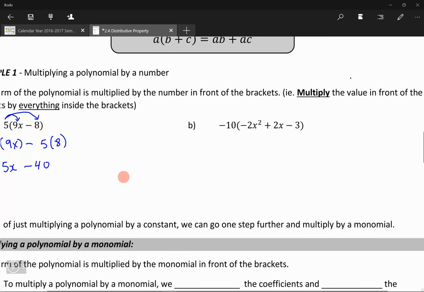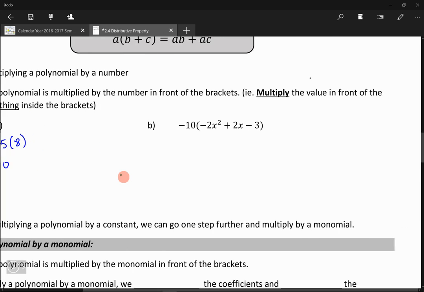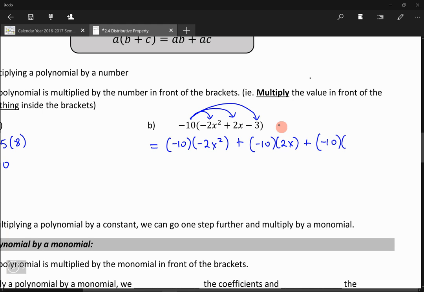Okay. Let's look at this one here. So let's take this number in front of the bracket. We multiply it with every term inside. That's why I'm drawing these connecting arrows. So when I do that first multiplication, now be careful. With these negative signs, it's a good idea to put everything in brackets. So I'm going to start off by saying negative 10 times negative 2x squared. Then we're going to add the next term, so negative 10 times 2x. And then we're going to, again, add this last bit here, negative 10 times negative 3.